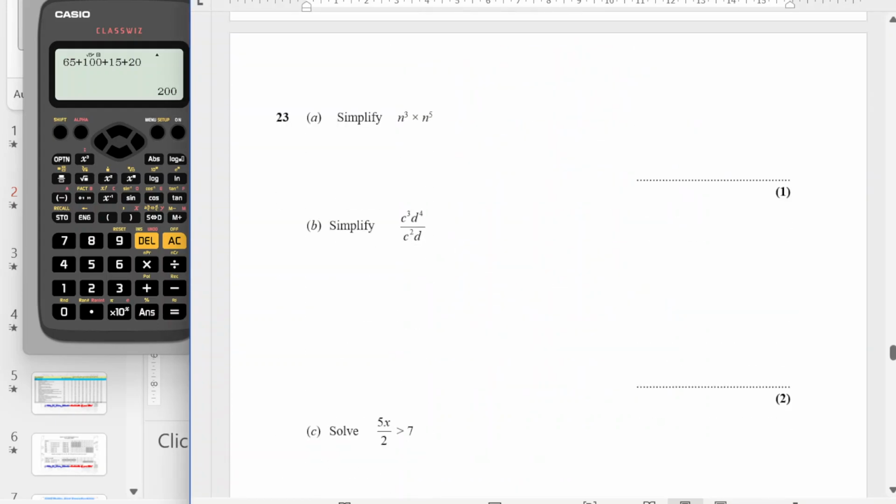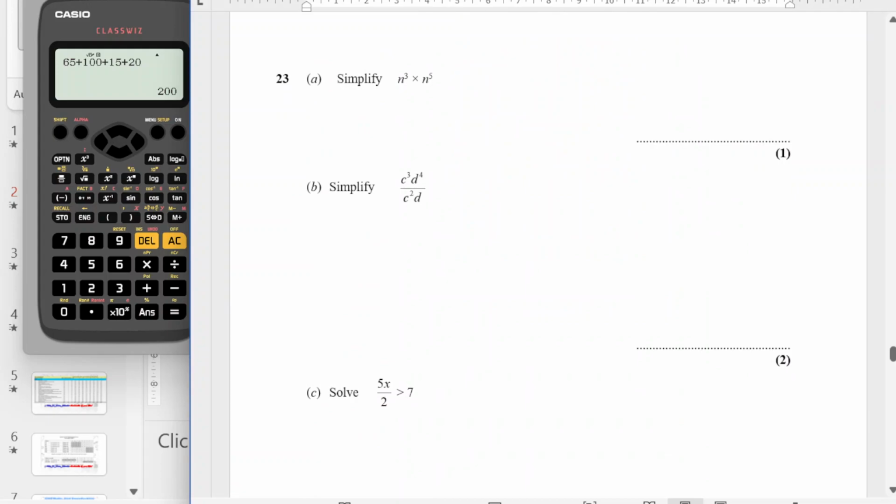Okay, and question 23, simplify. So we're going to add the powers, so that's going to become n to the 8. For this one, divide, we subtract the powers, so that would be 3 take 2, first of all. C to the power 3 take away 2 is 1, so c to the 1 or just c. D to the power 4 divided by d would become 4 minus 1, so that would be d to the 3. So c, d to the power 3.